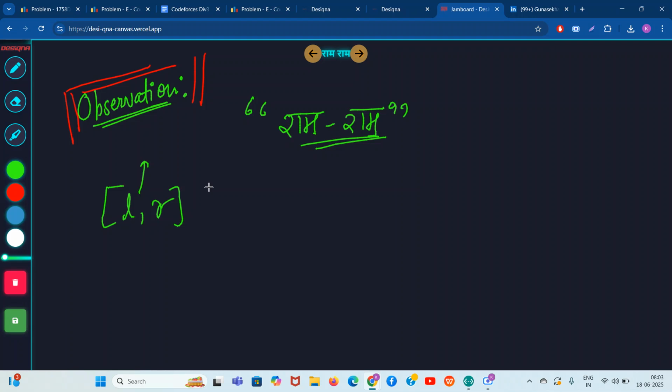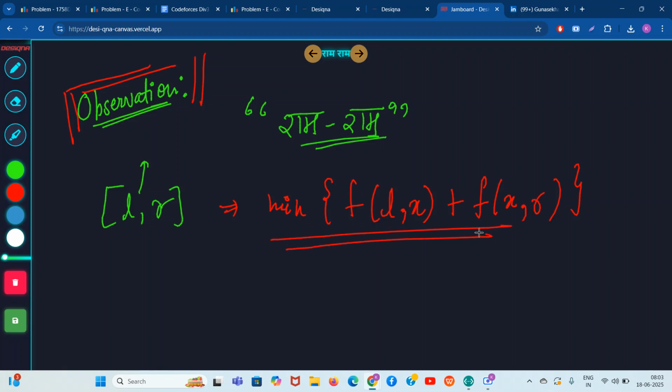So L and R are given to you. You have to find the minimum possible value of f of L comma x plus f of x comma R. This is the task they have given to you.